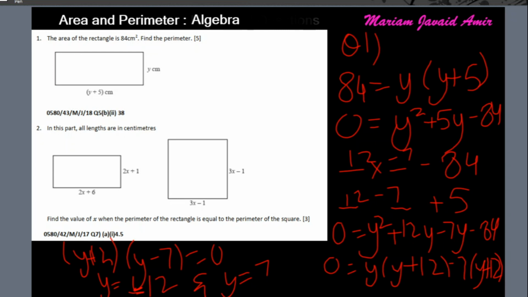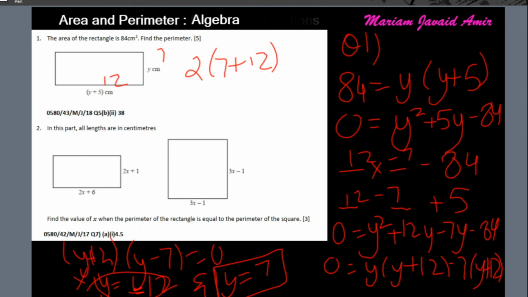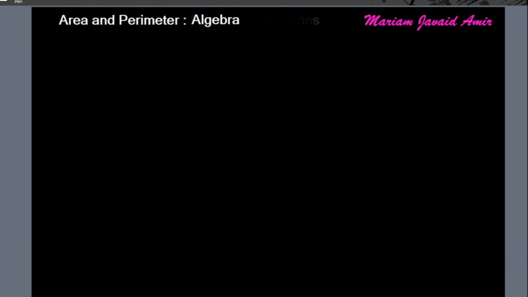So we'll be ignoring the negative value because if y is negative, then this length will also be negative, which can't be. So y equals 7 is the answer of the quadratic equation that we'll accept, which makes this 7 and which makes this 12. So 2 times 7 plus 12 will be the perimeter, which is 19 times 2, which gives us 38. Answer for question 1. Alright, question 2.